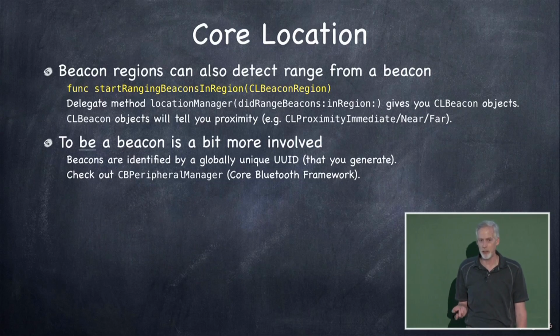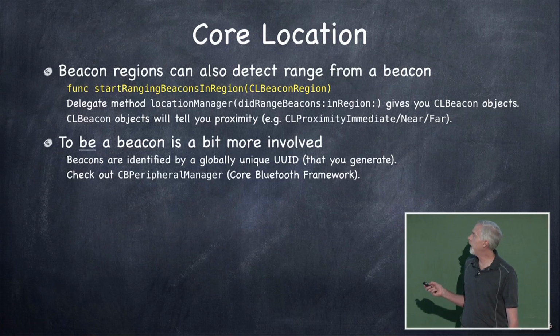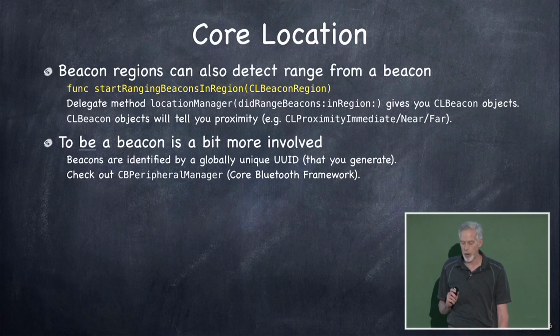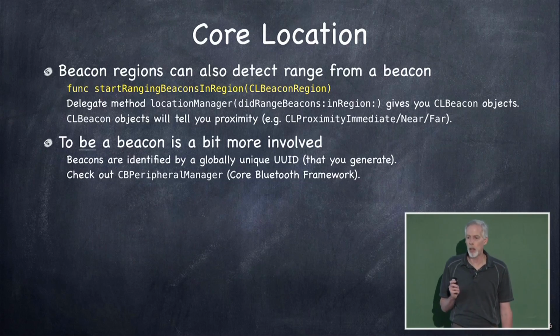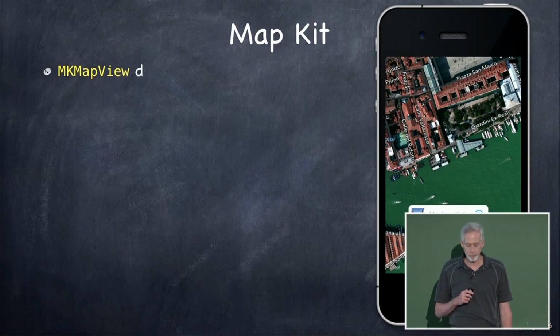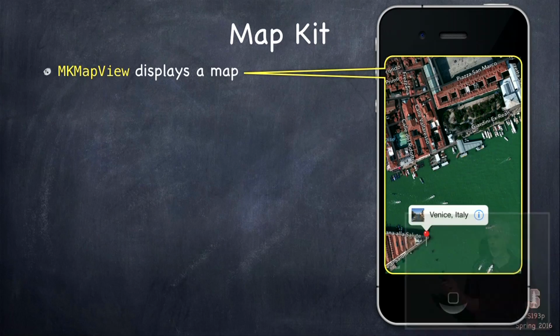I can't really tell you how to do that, okay? You need to get the Core Bluetooth framework involved here and check out CBPeripheralManager. It'll show you how to do it. But it's a little more complicated than I can show in a couple slides. So that's it for Core Location.